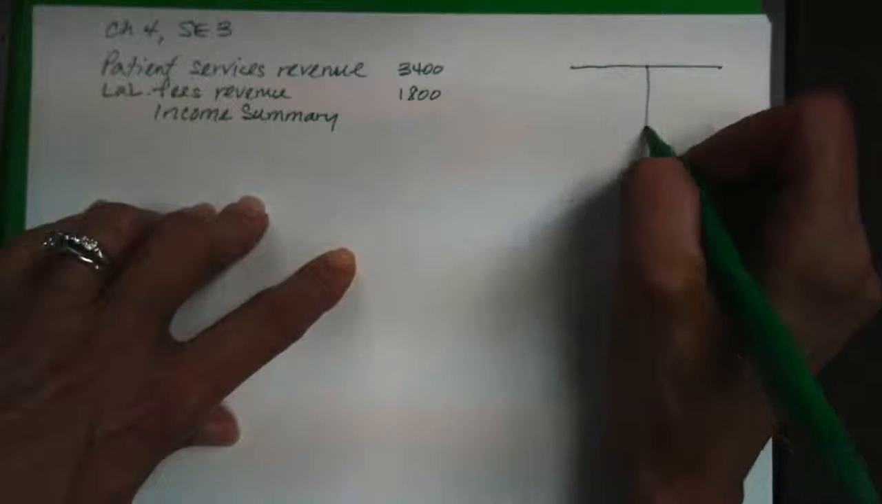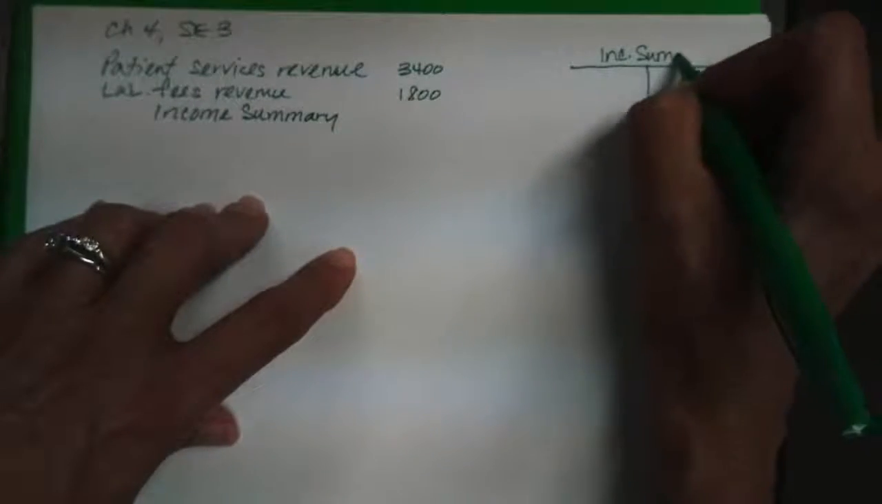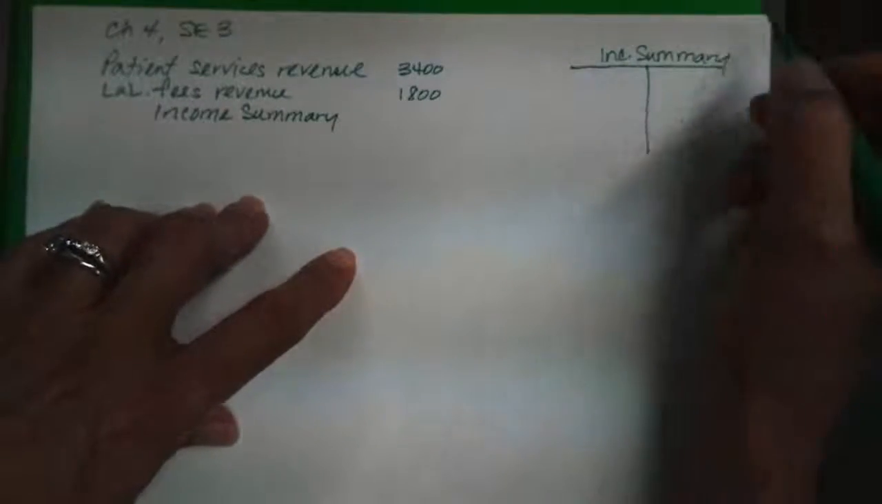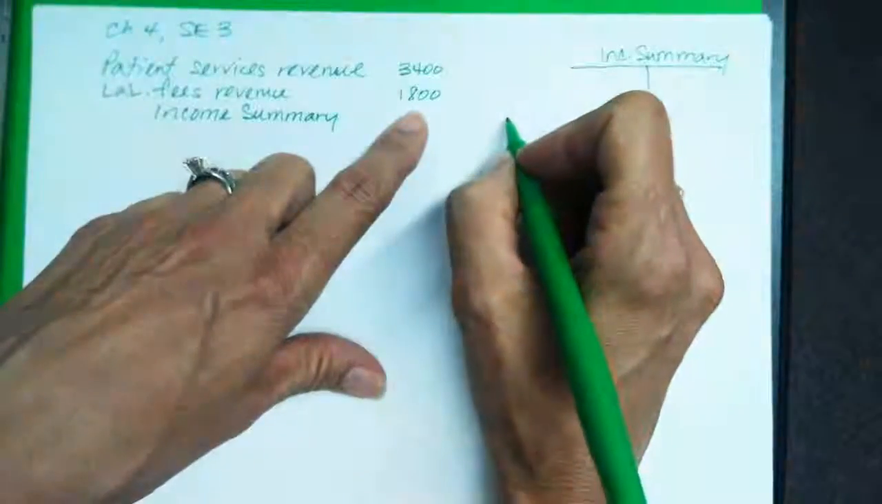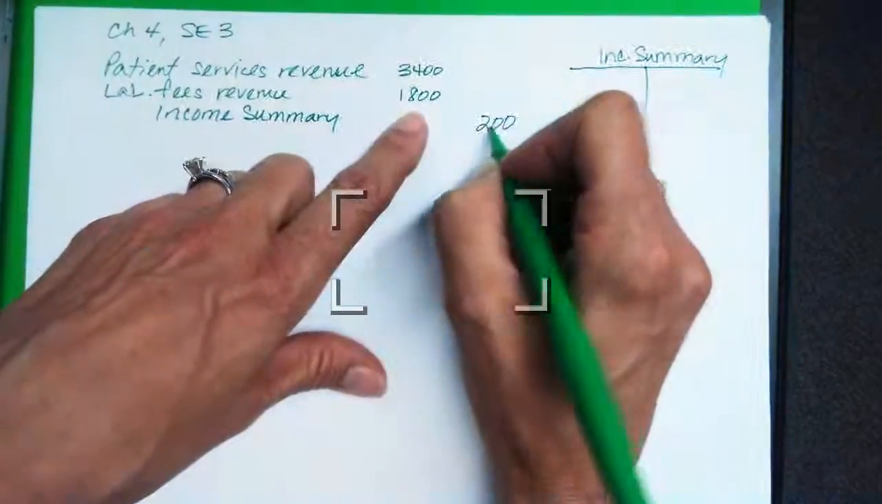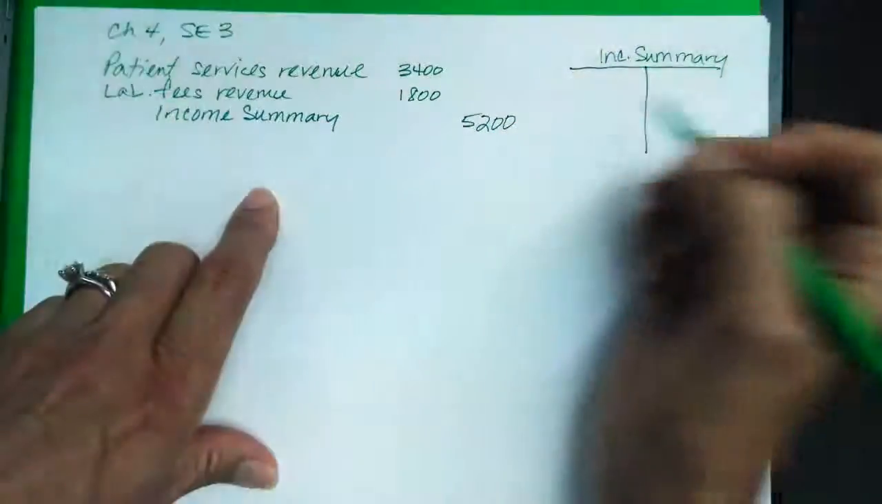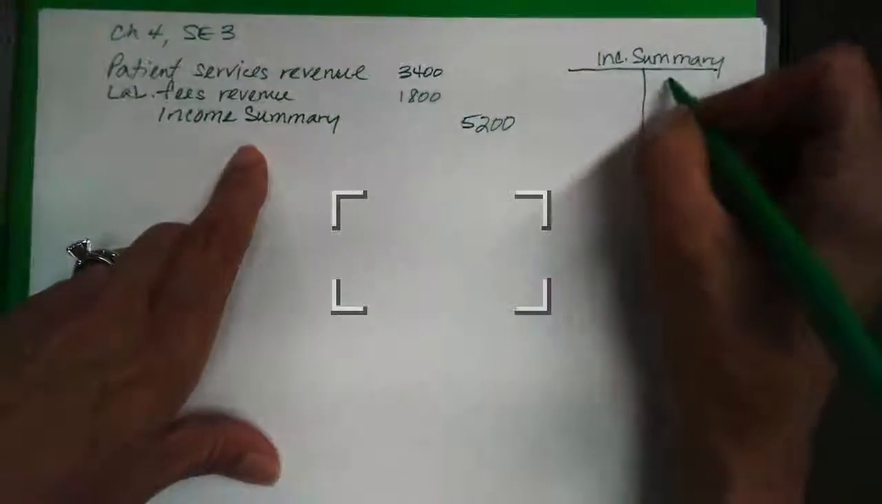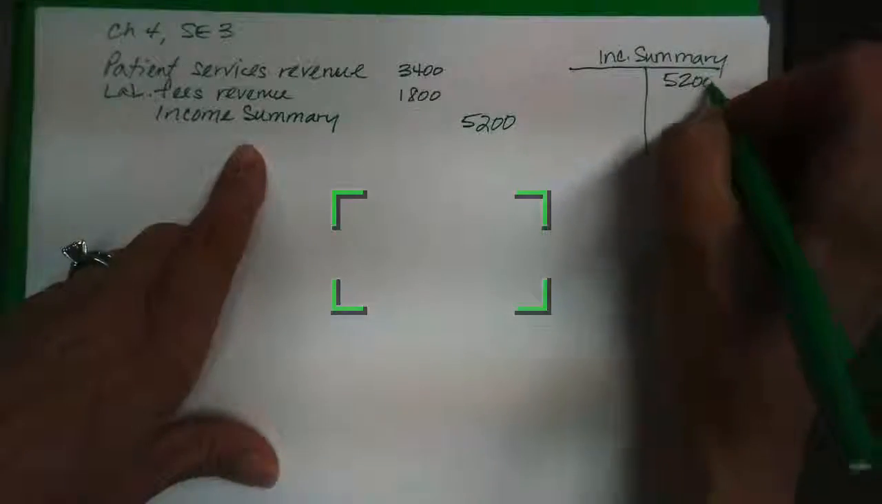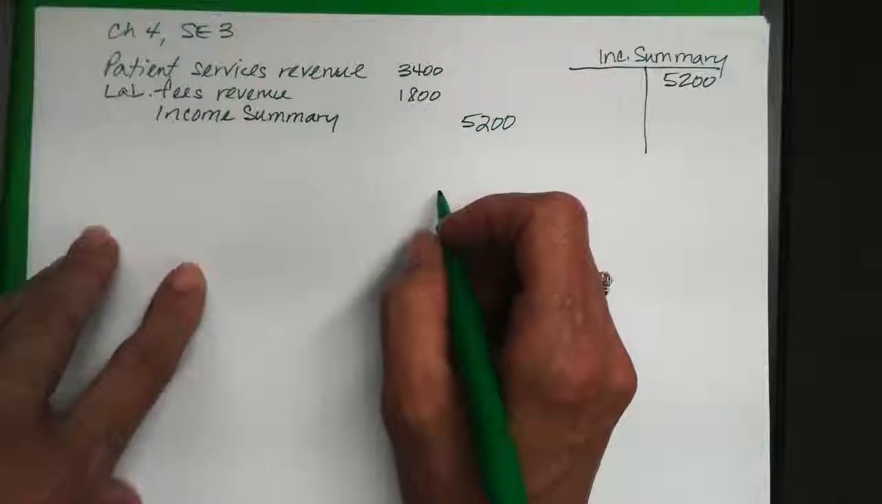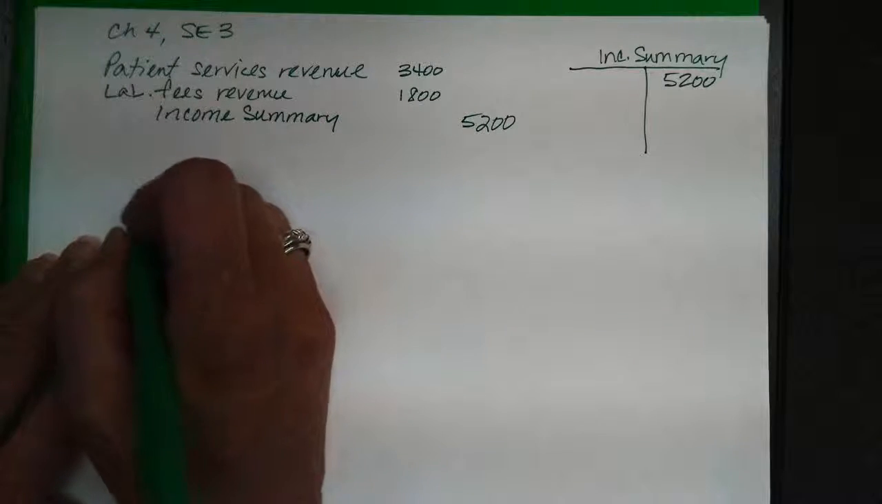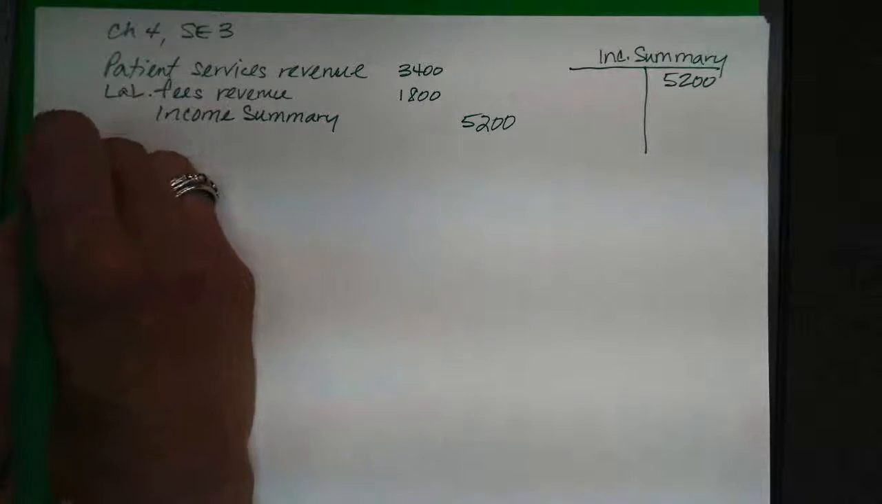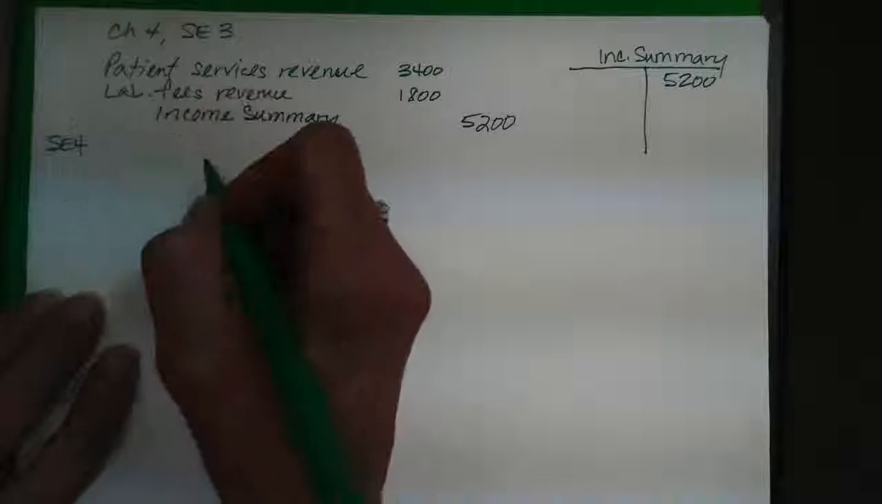Okay? So this is my general ledger account here. And let's see, looks like $5,200. Okay, so I'm going to go ahead and post this so we can track and see how we're doing. An income summary. Okay, moving on to SE4.